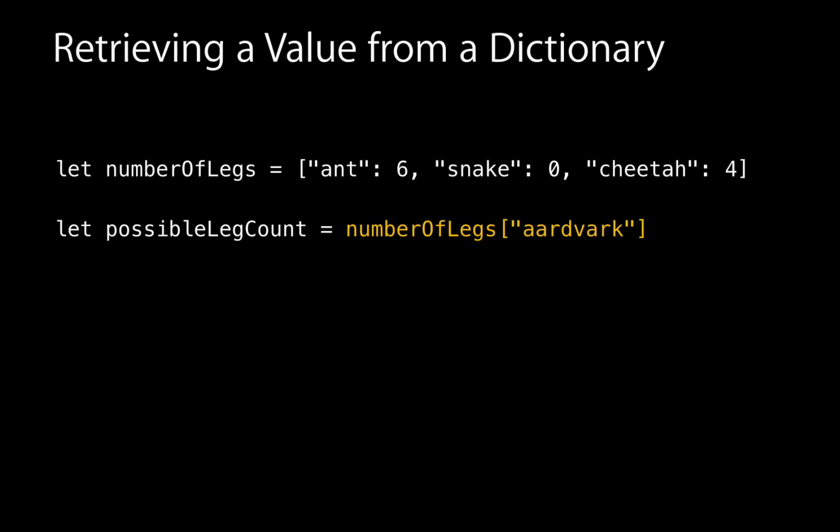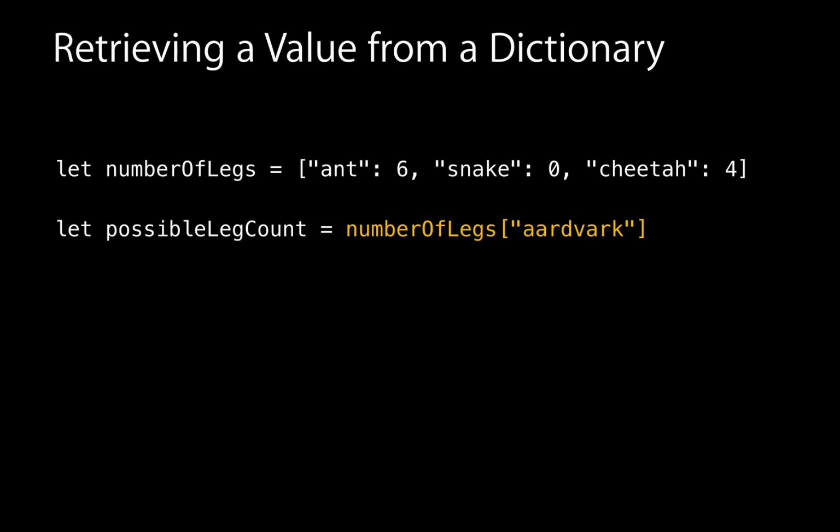How do we get the number of legs out? Well, we can subscript and we can query this, but what should we get back? Well, we kind of want to be able to get two types of thing back. We either want the number of legs, that's an integer, or we want something that says this value wasn't found, so that's something else. We could use some magic integer value, like, I don't know, 0 perhaps, but 0 is a possible value here. Snakes don't have any legs, so we can't use 0.